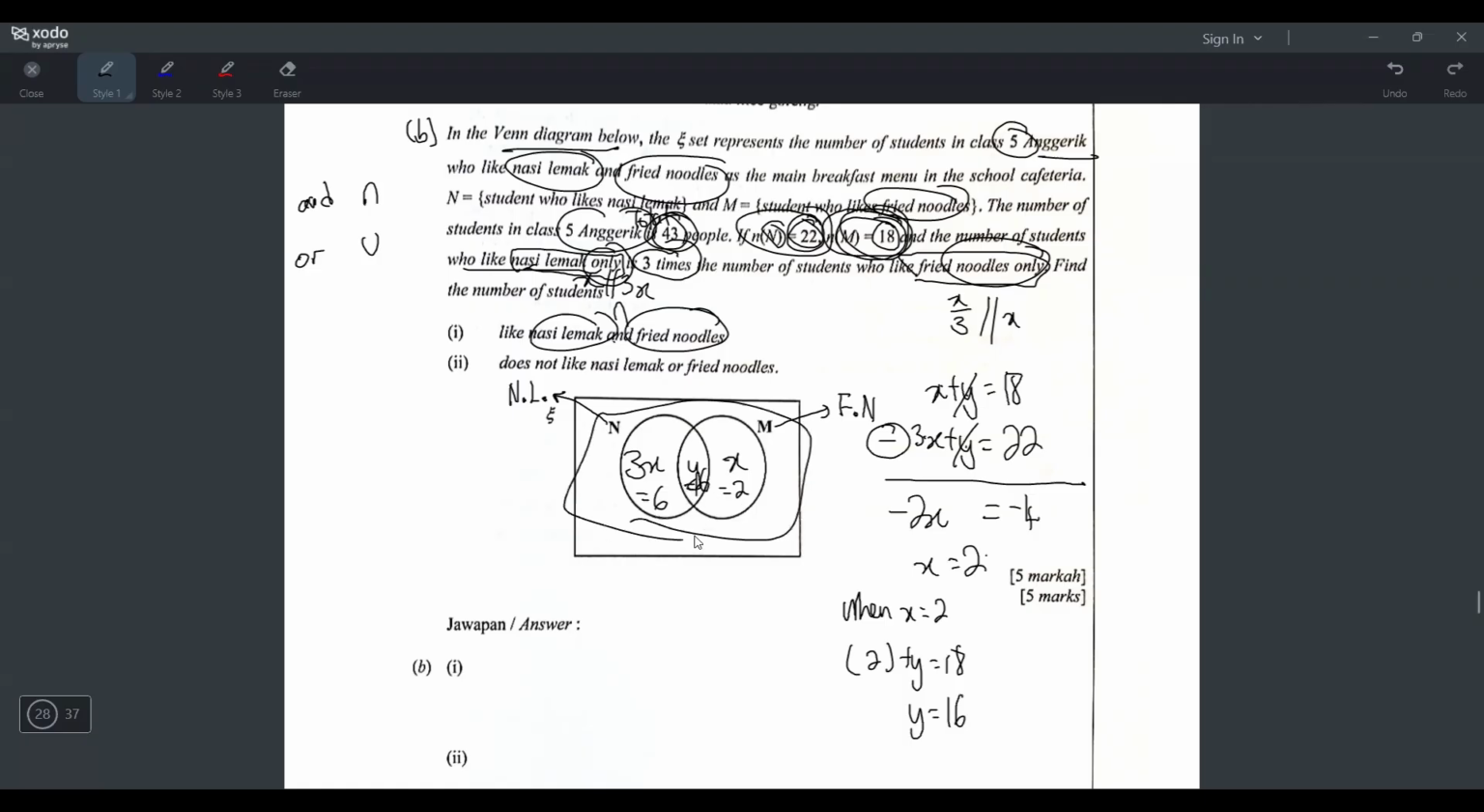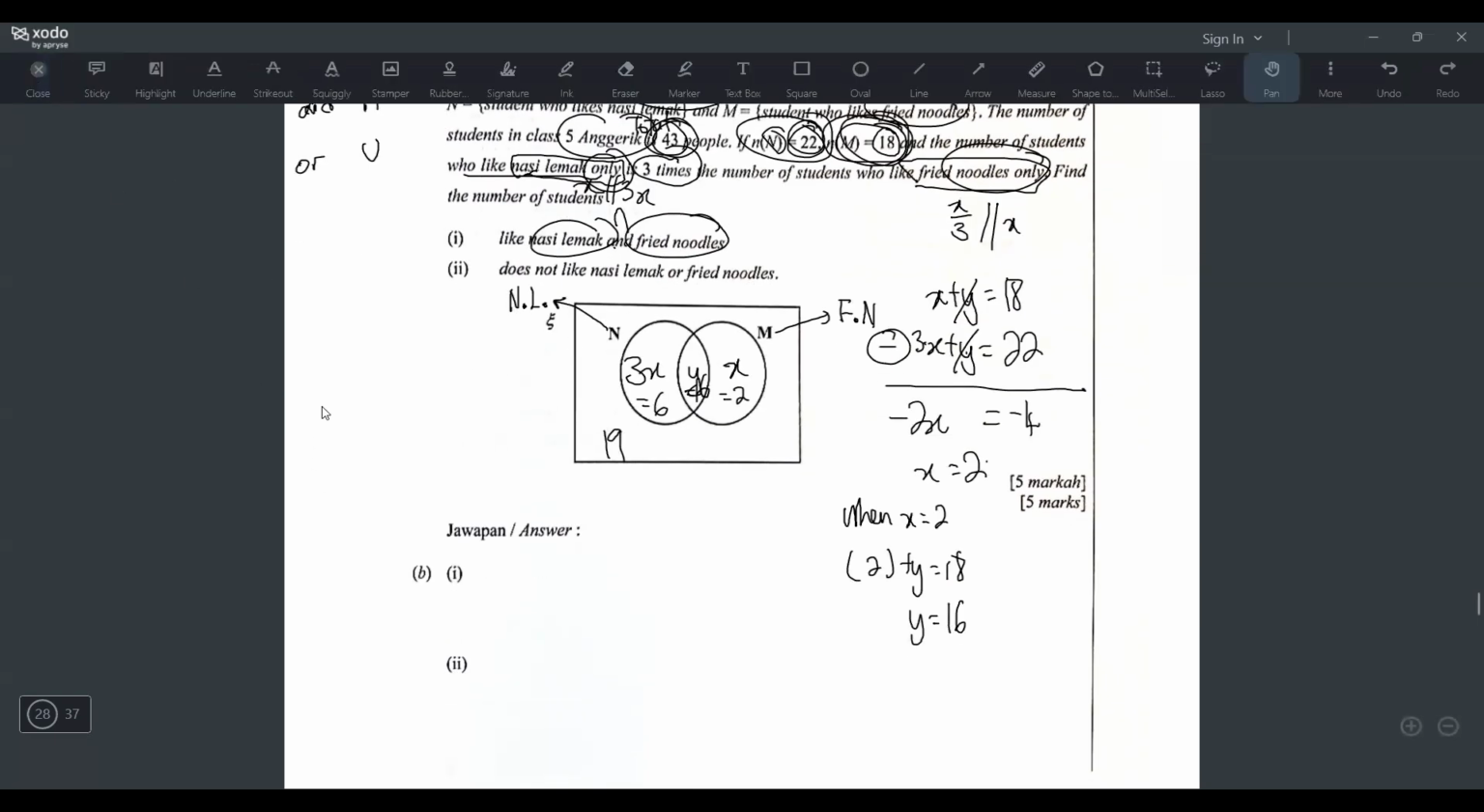And you can also get the outside part, because remember, they give you the total 43. So you just take 43 minus 6 minus 16 minus 2. Let's press 43 minus 6 minus 16 minus 2. My calculator gives me 19. So 19 is for the outside, right?